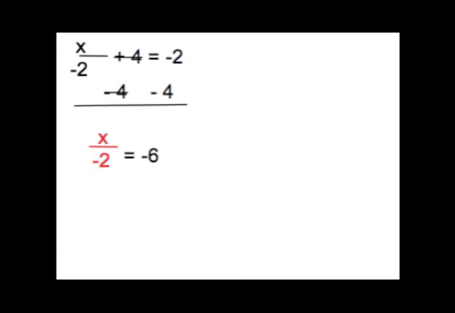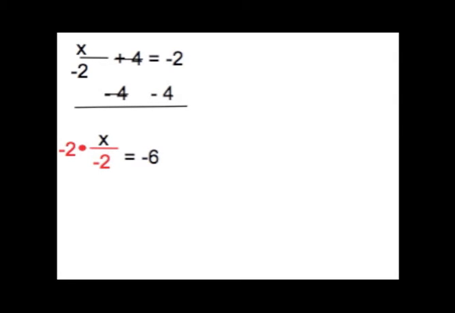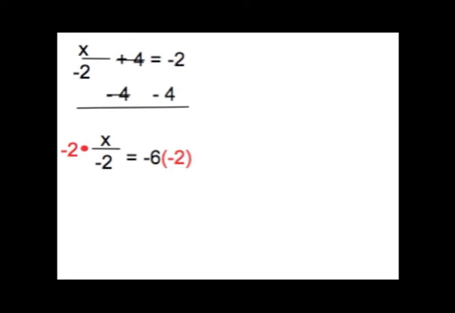We know that the inverse operation of division is multiplication. So to cancel out divided by -2, we have to multiply by -2. What we do to one side of the equation, we also have to do to the other side.